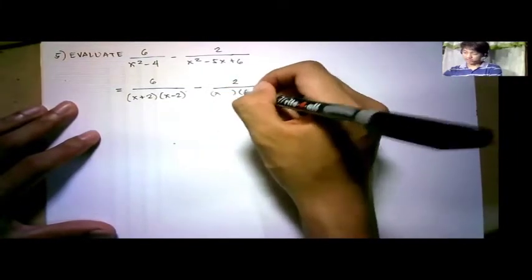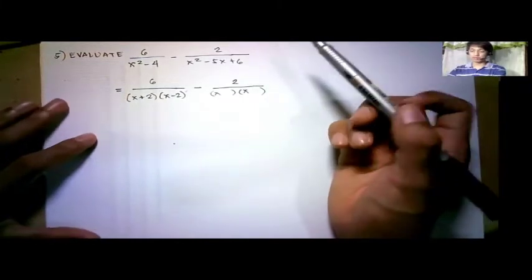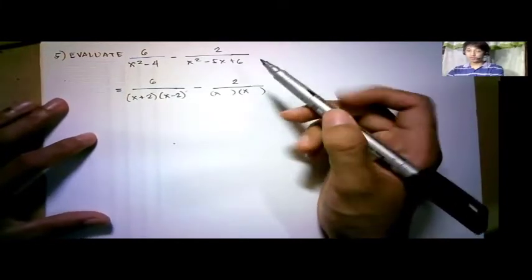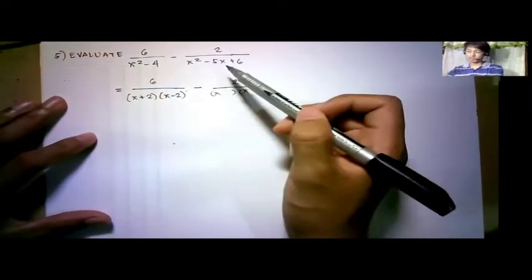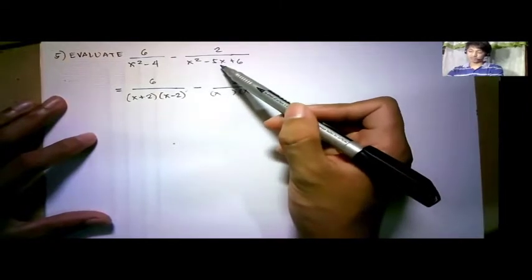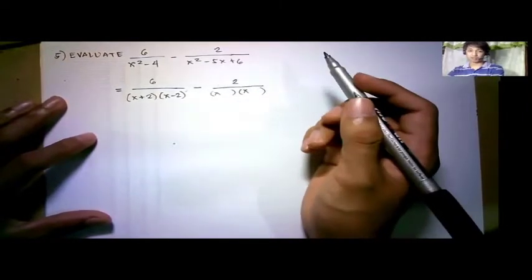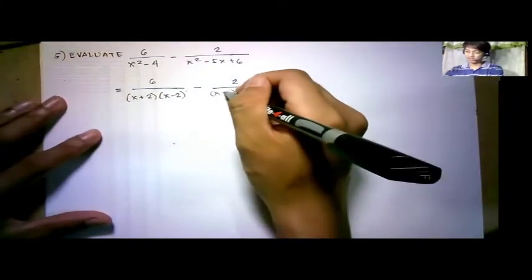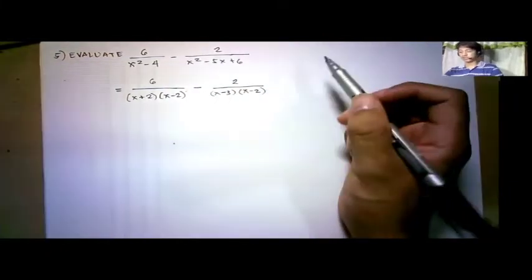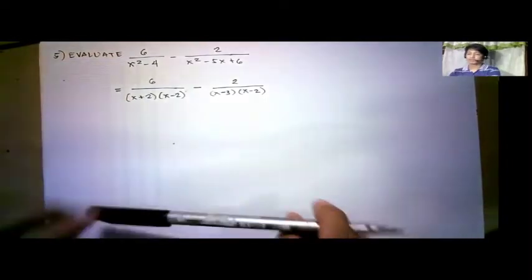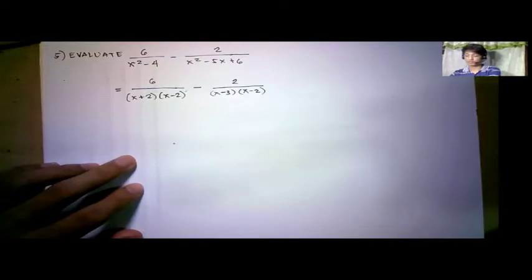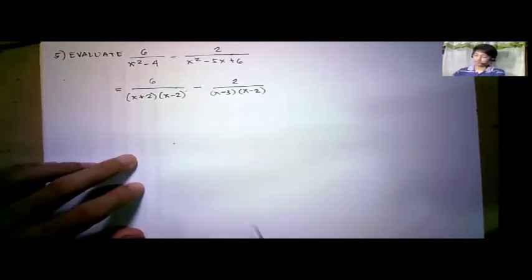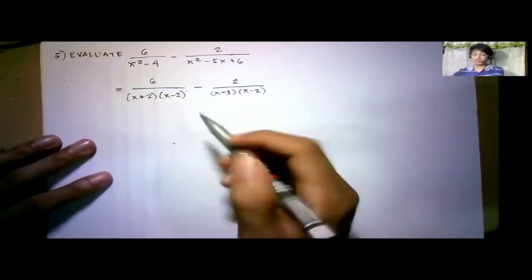So x and x. Think of integers that, when you multiply, will give you the value of the last term, and when you add, will give you the value of the second term. So we have -3 and -2. Let's check. -3 times -2 is equal to positive 6. And when we add these two integers, negative 3 plus negative 2, that will give you negative 5. Okay? So after that, we are going to identify the LCD.